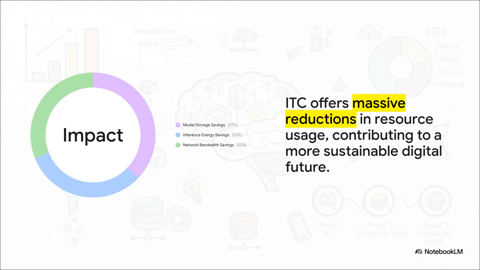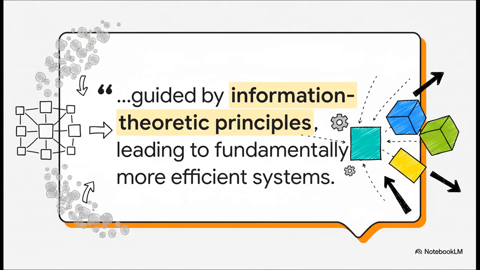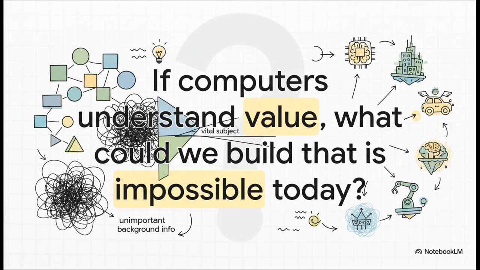And why does all this matter? I mean, beyond just having faster apps, the real-world impact is enormous. We're talking huge reductions in storage costs, in energy consumption, in network traffic. This isn't just about convenience, it's about building a digital world that is fundamentally more sustainable for everyone. This quote from their vision paper just says it all perfectly. This is about moving towards systems that don't just compute faster, but compute smarter, guided by the very laws of information itself.